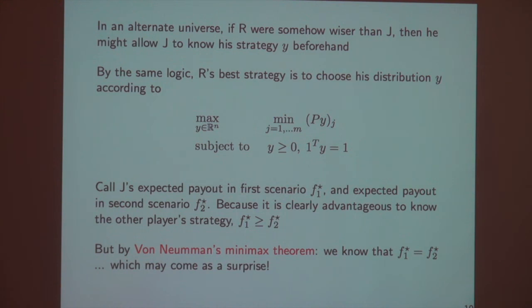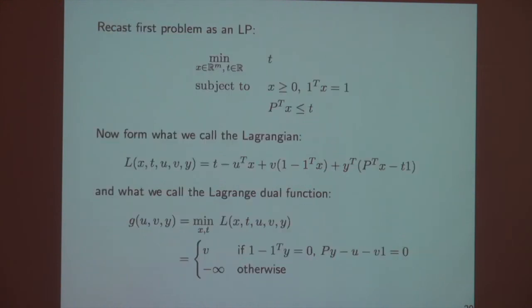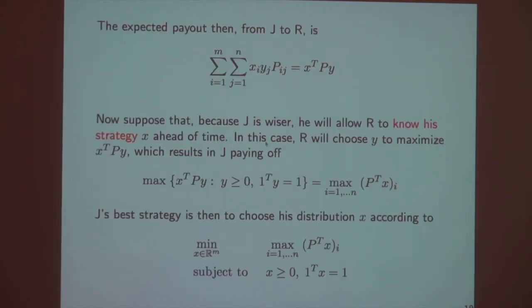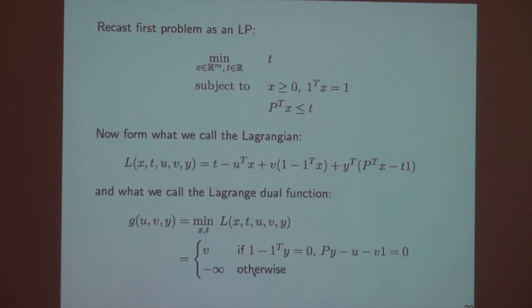And I guess we're a little short on time now. The proof is actually not very hard at all, now that we know Lagrange duality and its optimality conditions. Essentially, we're just going to recast the first problem as an LP. So remember, the first problem looked like this. Minimize the maximum value of the ith component of P transpose X, over i going from 1 through n, subject to the following simplex constraints on X.